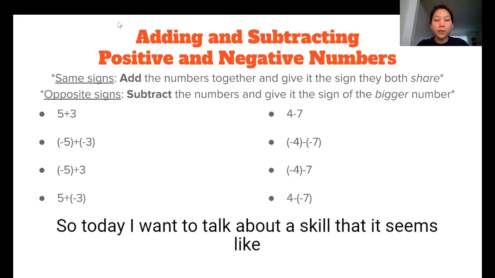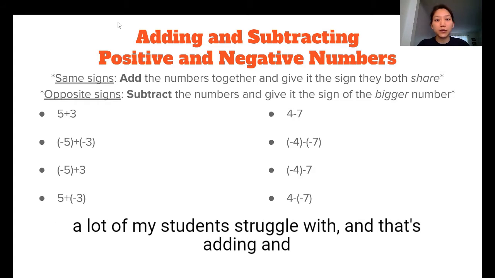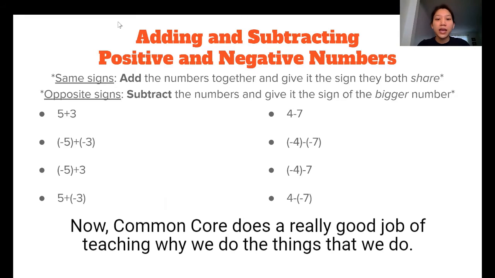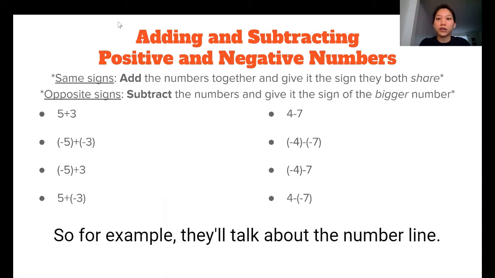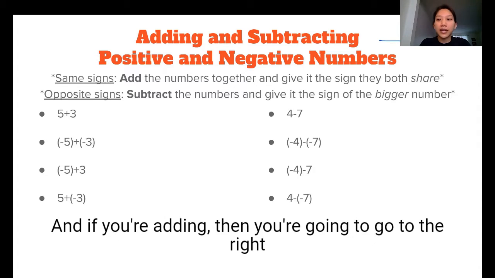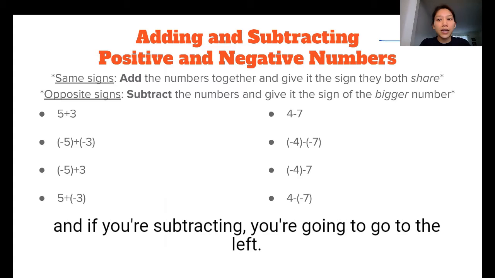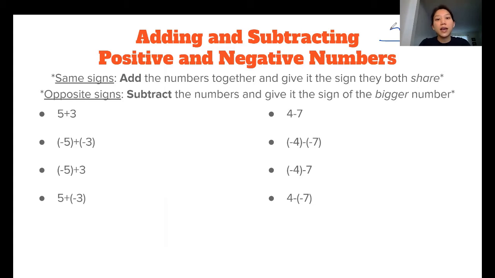So today I wanted to talk about a skill that it seems like a lot of my students struggle with, and that's adding and subtracting positive and negative numbers. Now, Common Core does a really good job of teaching why we do the things that we do. For example, they'll talk about the number line, and if you're adding, then you're going to go to the right, and if you're subtracting, you're going to go to the left.